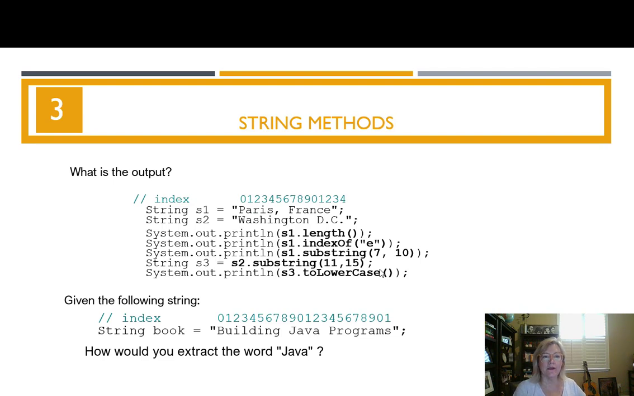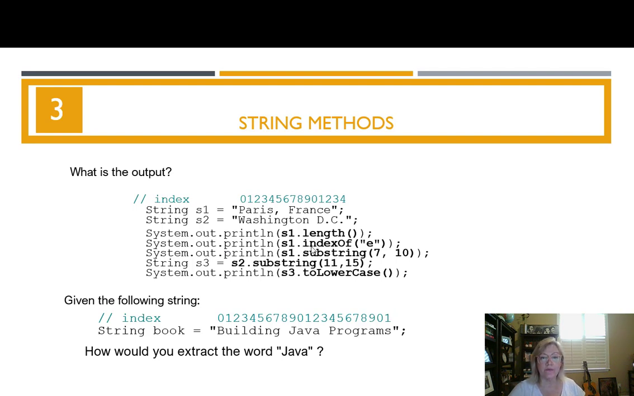Let's take a look at some of these methods. I have a string called s1, Paris, France, and this is just kind of the index above each one of these. And here's string 2, Washington, D.C. And what's going to output for the length of what? Well, see, string 1. What's the length of string 1? And it looks like it must be 13. Notice the last one is 12. The length is always one more than the last index, so the length will be 13.